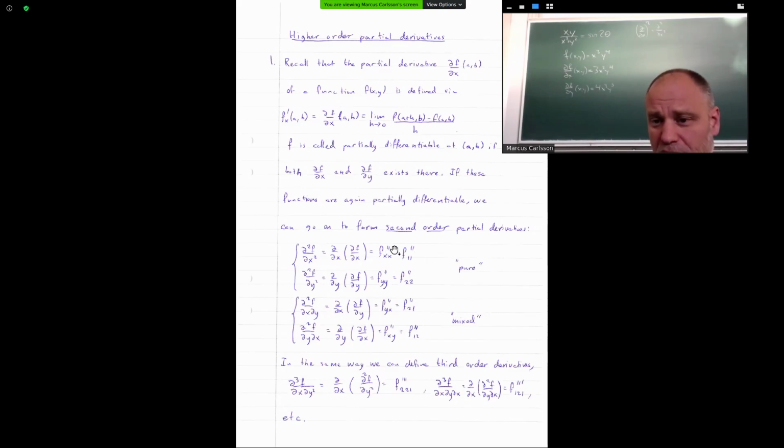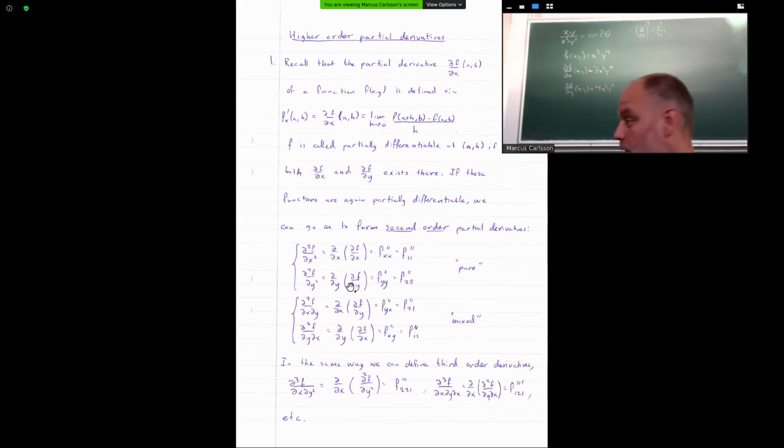Put 2 bars up here, indicating that you have 2 derivatives, and then xx, indicating that both partial derivatives are with respect to x. Or similarly here, you can put a 1, 1, indicating that you're differentiating with respect to the first variable. So then the derivative with respect to y would be f double prime bis, it is called, f bis, and then 2, 2, or y, y.